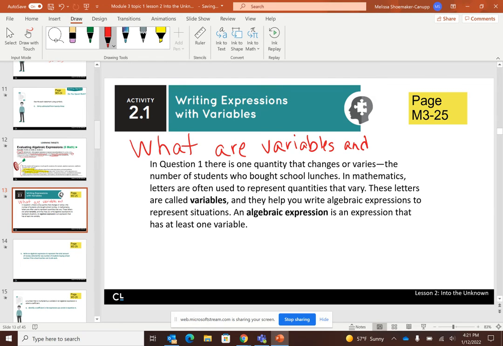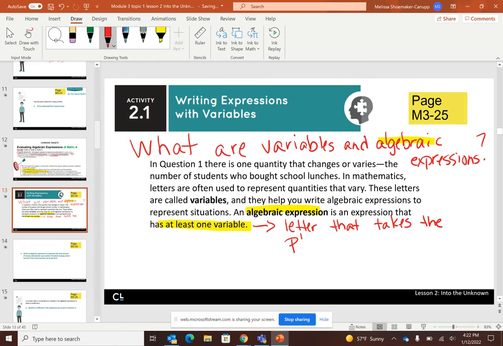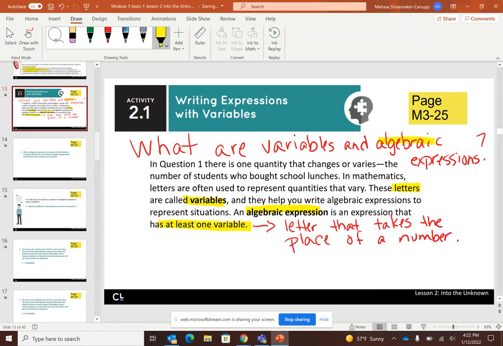And see our other vocabulary word on this page? Algebraic expressions. Now you've heard of numeric expressions. That's one of our other words. That's when we're using numbers and math. Algebraic is when we have a variable. A variable is a letter that takes the place of a number. Right here it is, variables, letters. Okay. Pause if you need to finish writing that. We're going to keep moving.